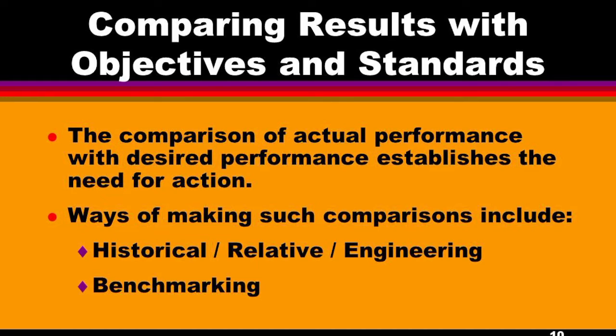Then comparing the results with the objectives and standards. Comparison of actual performance with the desired performance establishes the need for action. Exactly. Comparison of actual performance with the desired performance. Desired performance is called standard performance. Desired performance in our example is 800 units. Actual performance of X is 810 units.